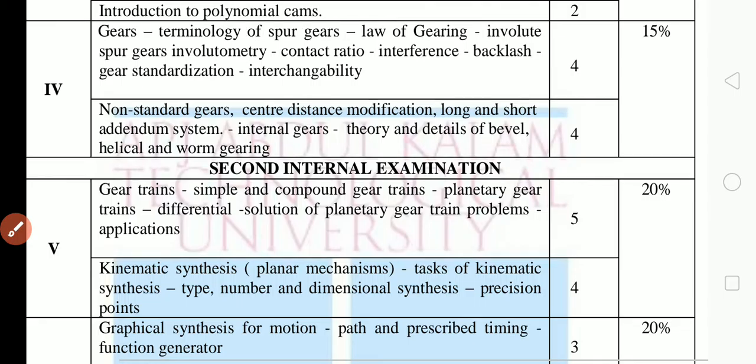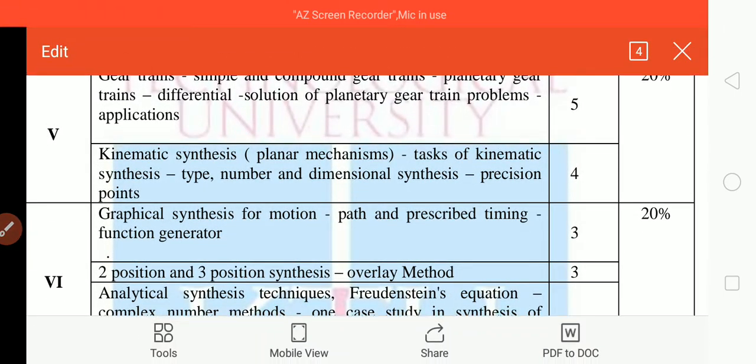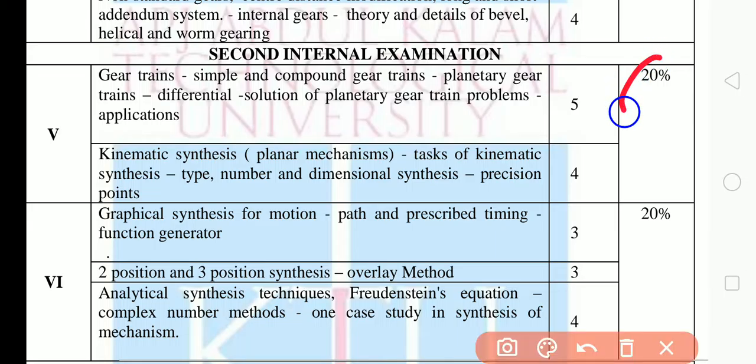That means the third and fourth modules have to be completed before the second internal examination. And again, if we move down, you can see the fifth module. So here you can see the weightage is different. The fifth module has got a weightage of 20%. Similarly, the sixth module also has got a weightage of 20%.